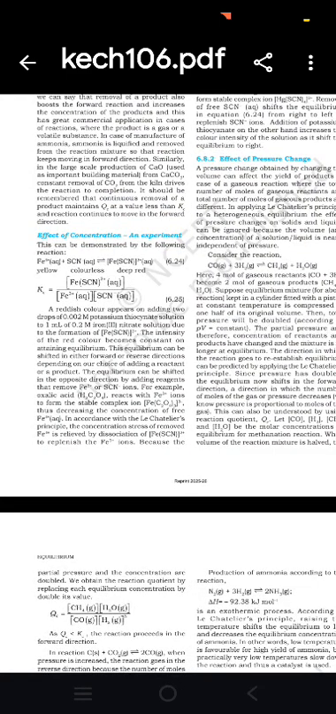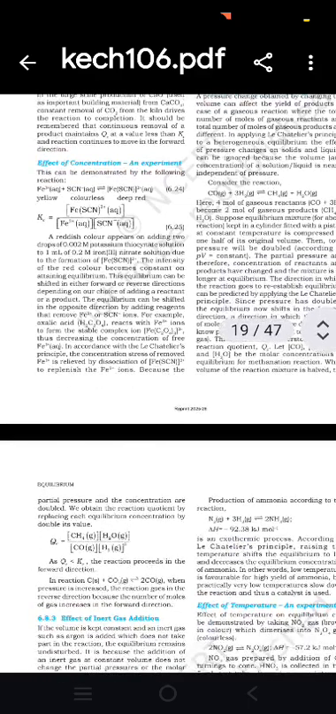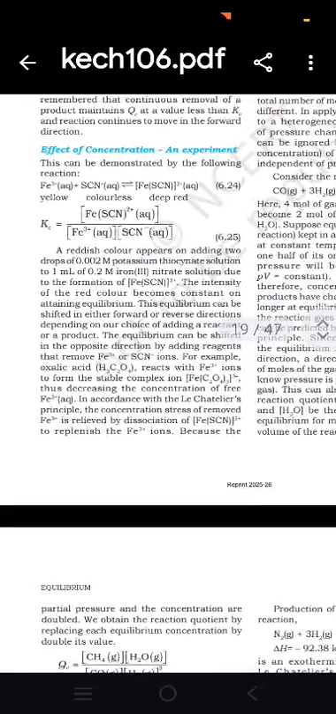Effect of concentration: an experiment. This can be demonstrated by the following reaction. Iron(III) ion reacts with thiocyanate ion to give a deep red colour. A reddish brown colour appears on adding drops of 0.002 M potassium thiocyanate solution to 1 ml of 0.2 M iron(III) nitrate solution, due to the formation of iron thiocyanate complex. The intensity of the red colour becomes constant on attaining equilibrium.